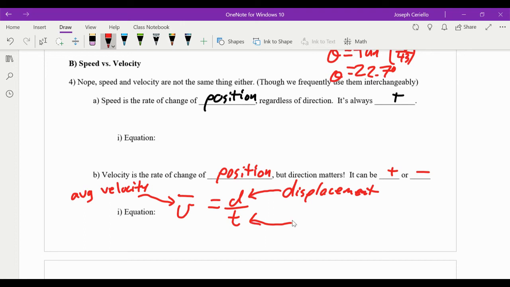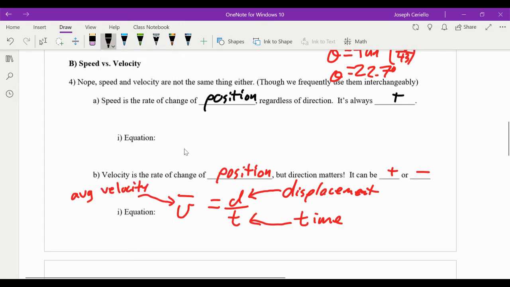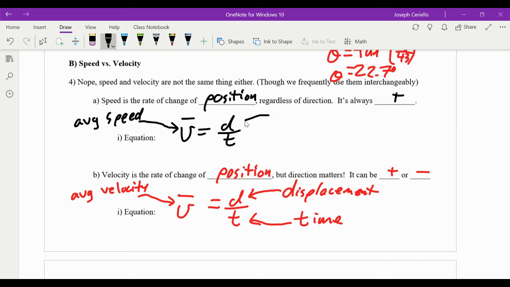And t stands for time. Now this can be a little bit confusing, but your reference table does tell you this. The equation for speed is exactly the same. But why does it say v and not s? It's just the way we do it. But your reference table does mention that this is either average speed or average velocity. So this can be for average speed as well. D in this case, if you're looking for average speed, you use distance, not displacement. And t is time again.